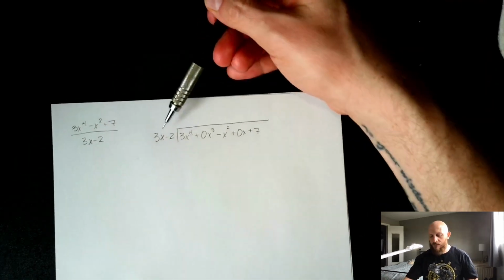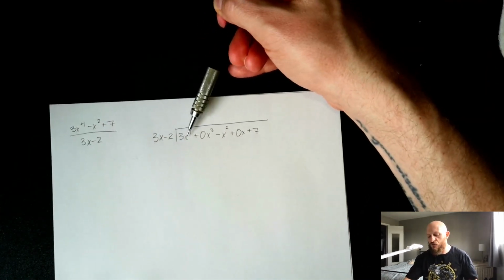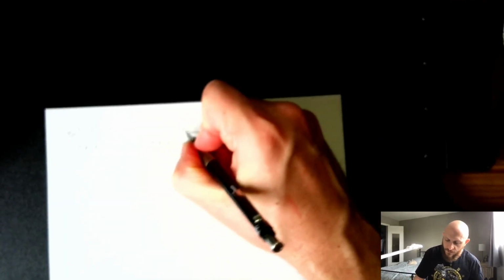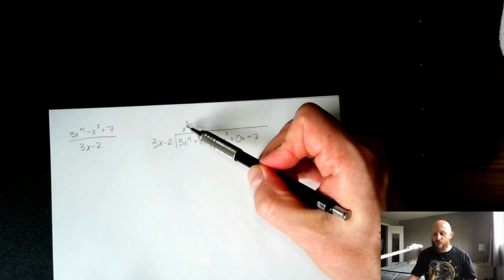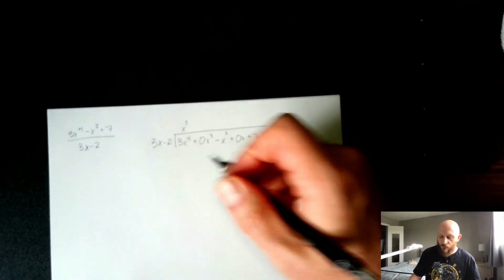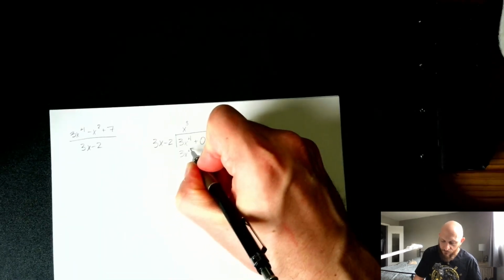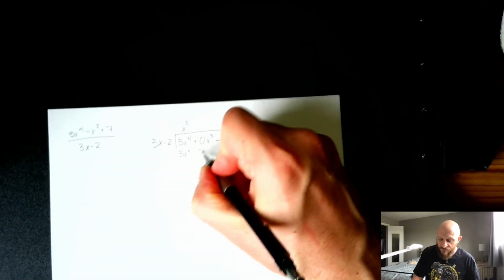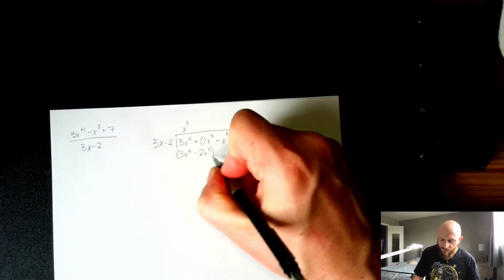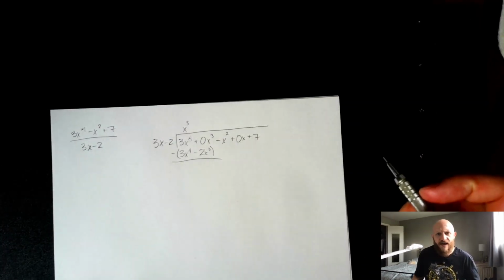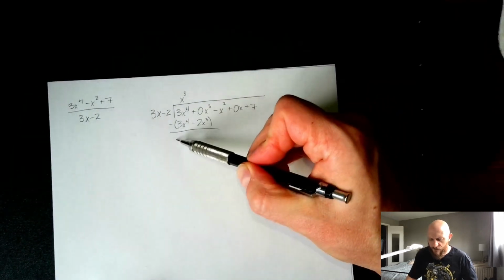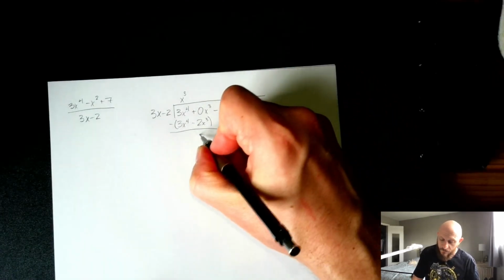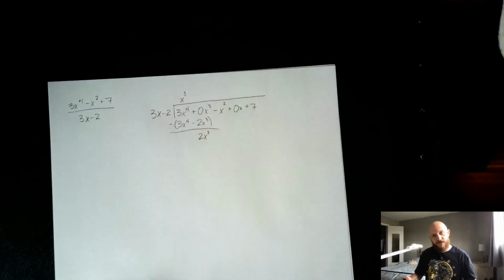Okay, so how many times does 3x go into 3x to the fourth? Well, it goes in x cubed times. That is to say, x cubed times 3x equals 3x to the fourth. x cubed times negative 2 is negative 2x cubed. Put parentheses around it, subtract down. 3x to the fourth, those cancel. 0x cubed minus negative 2x cubed is positive 2x cubed because that's addition.